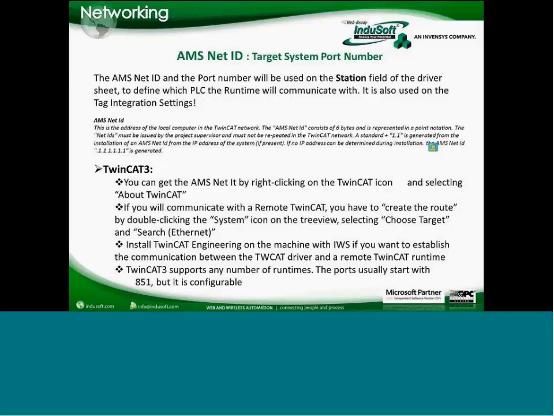And the other characteristic is that besides the AMS Net ID, since you can run multiple PLC instances on the same CPU using TwinCAT, you need to say, okay, which PLC am I going to communicate with? You identify that by the TCP/IP port number. On TwinCAT 3, you can configure that port number. By default, it starts at 851, and we're going to keep that in our presentation here as the default.